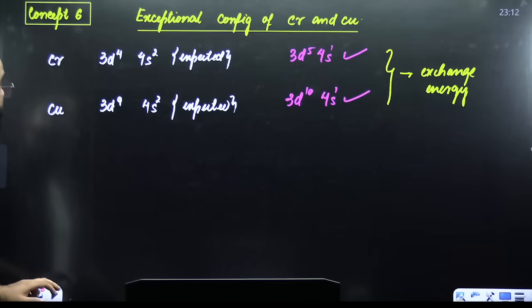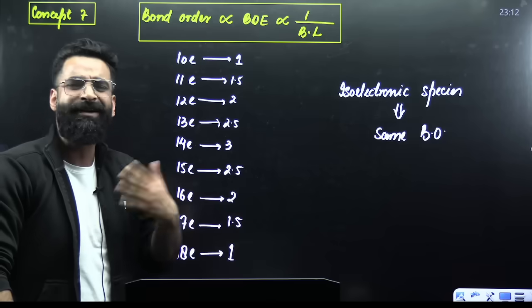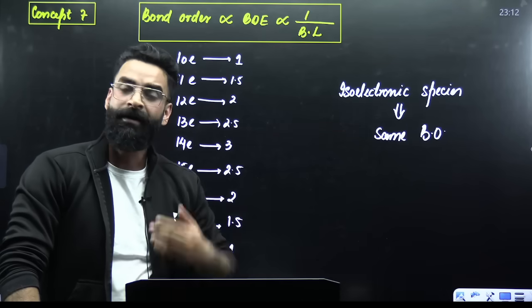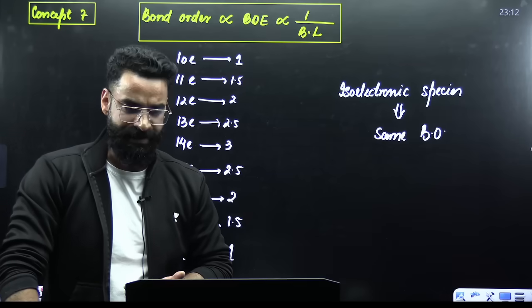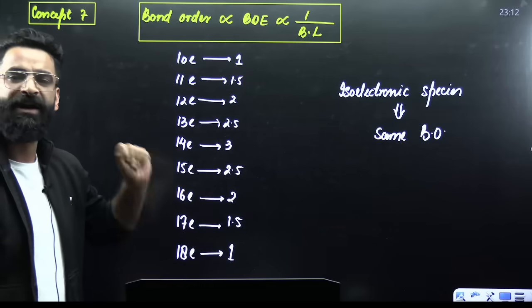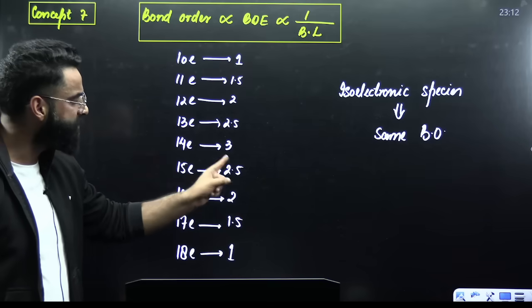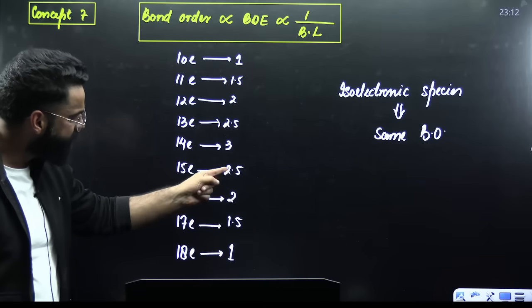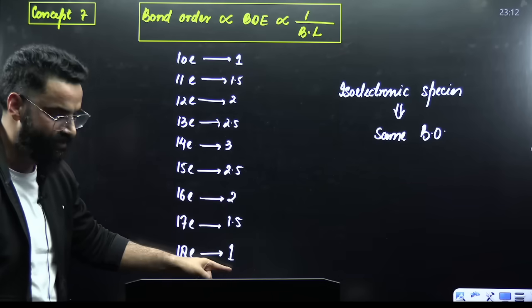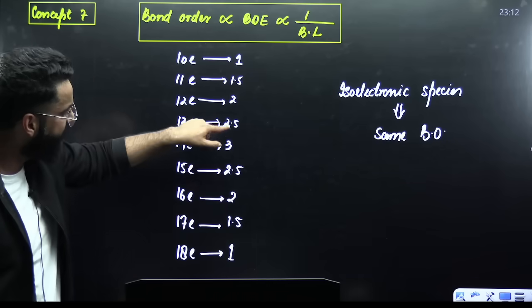Now, my dear students, the next concept is related to bond order. They'll directly give you a species and they'll ask what is the bond order of this particular species. Now, you have to remember a few things. All the 14 electron species will have bond order 3. 15 electron species, 2.5. 16 electron species, reduced by 0.5. 17 electron species, reduced by 0.5. 18 electron species, reduced by 0.5. Similarly, 13 electron species, again reduced by 0.5.